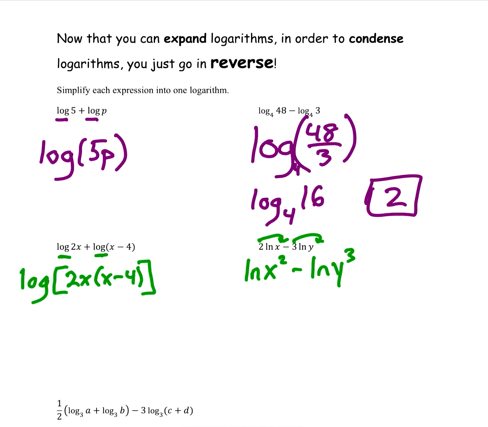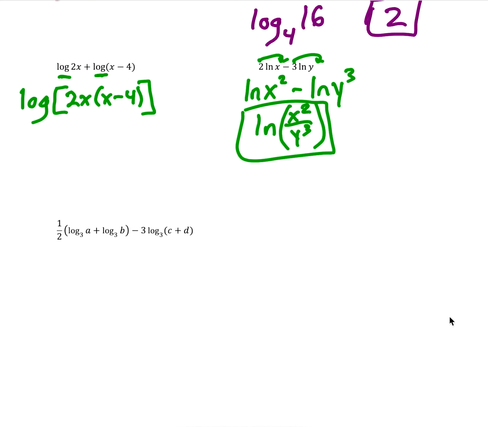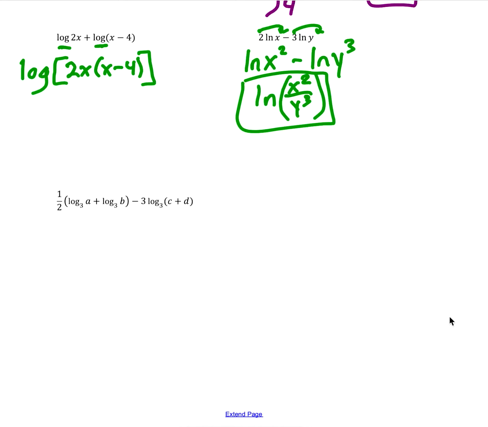We're subtracting 2 logarithms with the same base, so that means we can divide their arguments and put all of this into 1 logarithm, which would be the natural log of x squared over y to the third. And you guys can put your argument in parentheses also if you want to. And the last one, feel free to pause this and try the last one out for yourself. First thing I would do here, so let's see if you guys can do the first step. So pause the video if you haven't.